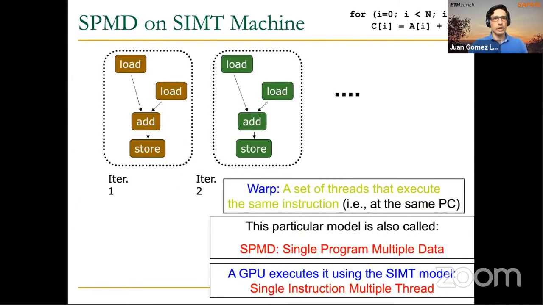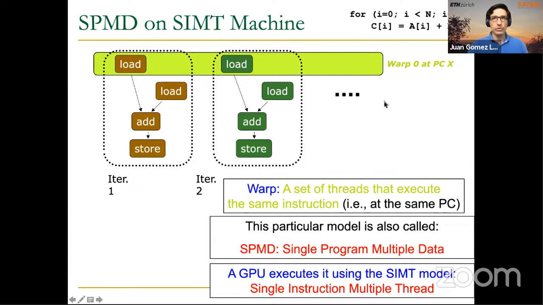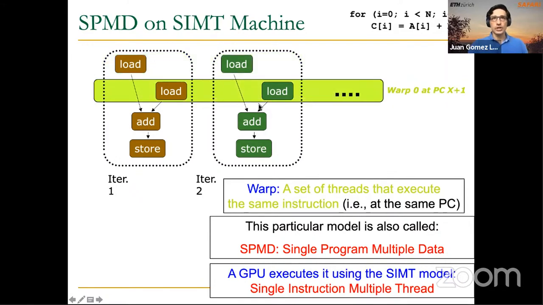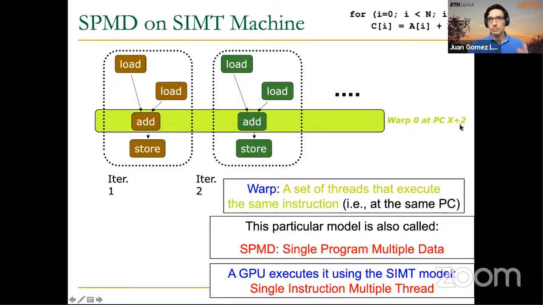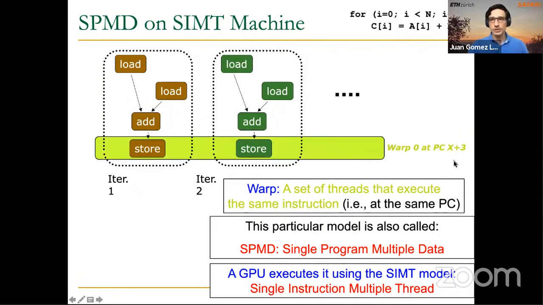So going again to the slide of the parallelizable code, it's a single program, multiple data program that we are going to use. And this program is executed by warps, which are sets of threads that execute the same instruction. So in some way, this warp is the SIMD unit and is the entity that is executing the SIMD instructions. For example, these two loads are going to be part of the same SIMD instruction executed by warp zero. This instruction is, for example, stored in PCX, the next instruction for warp zero is in PCX plus one, this addition is PCX plus two, and this store is PCX plus three.